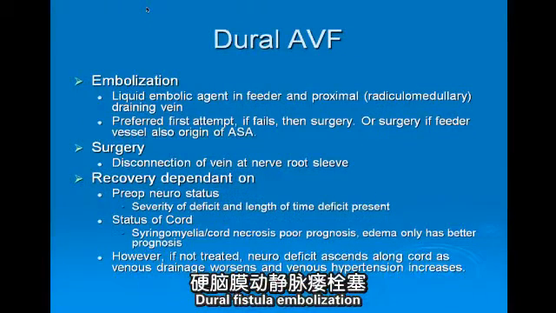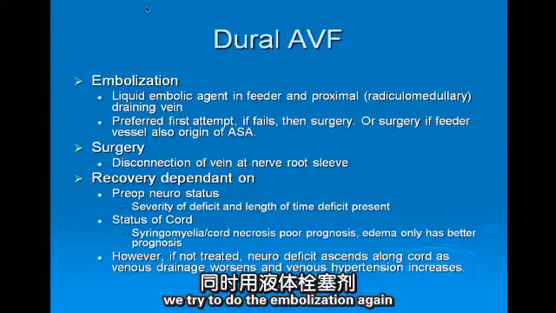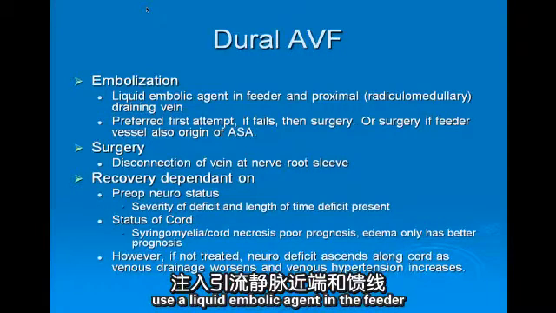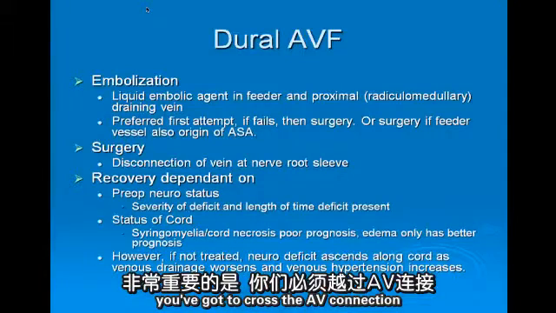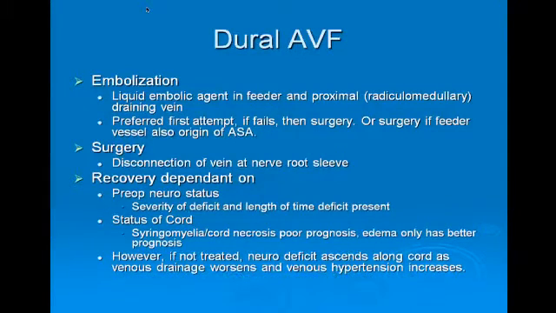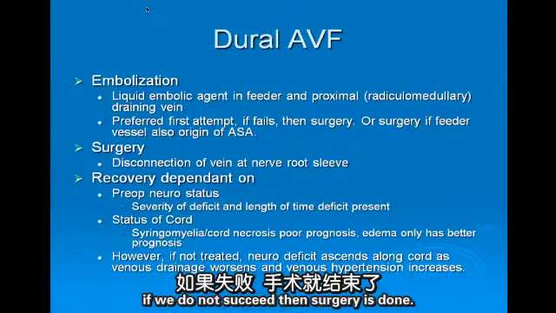Dural fistula embolization. So when we do the angiogram at the same time, we try to do the embolization. Again, use a liquid embolic agent in the feeder and proximal draining vein. Very important. You've got to cross that AV connection. If you don't cross the AV connection, then you haven't treated the patient. So we normally do this first. If we do not succeed, then surgery is done.